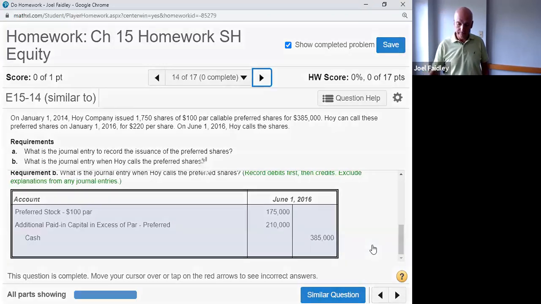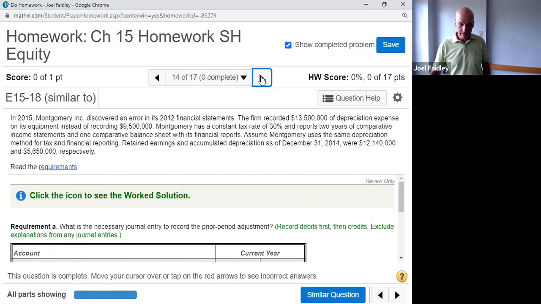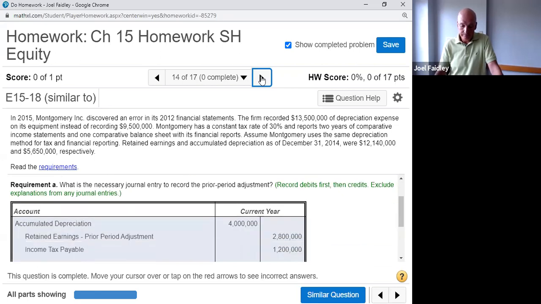Let's look at 14. Here's another prior period adjustment. It's important because you're going to encounter this in your career. Remember, I worked over 30 years, so I've seen just about everything at least twice. It says they recorded $13.5 million in depreciation expense instead of recording $9.5. So they over-reported what, $4 million of expense. Tax rate is 30%.